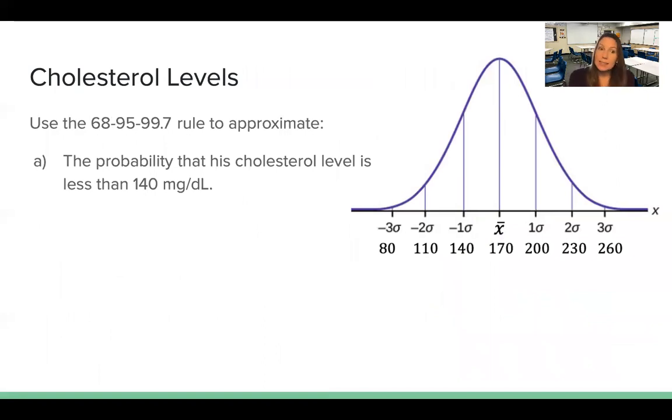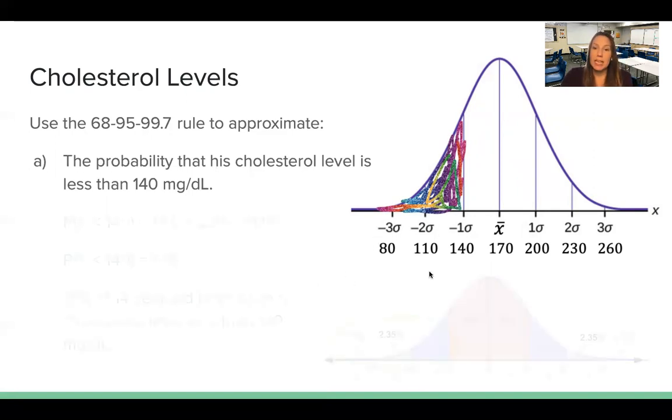So using the 68, 95, 99.7 rule, we're going to approximate some probabilities. We want to find the probability that the cholesterol of a randomly selected 14-year-old boy is less than 140 milligrams per deciliter. What I do when I solve these problems is shade my normal curve, and then it helps me to figure out what areas or what percents I need to add to get my answer. So if I shade that, I know it's going to be 140 and I want less than, so I'm going to shade all the values that are below 140.